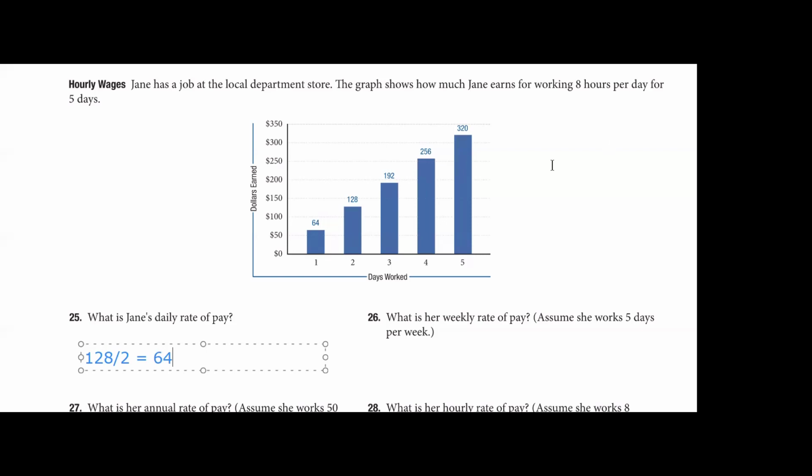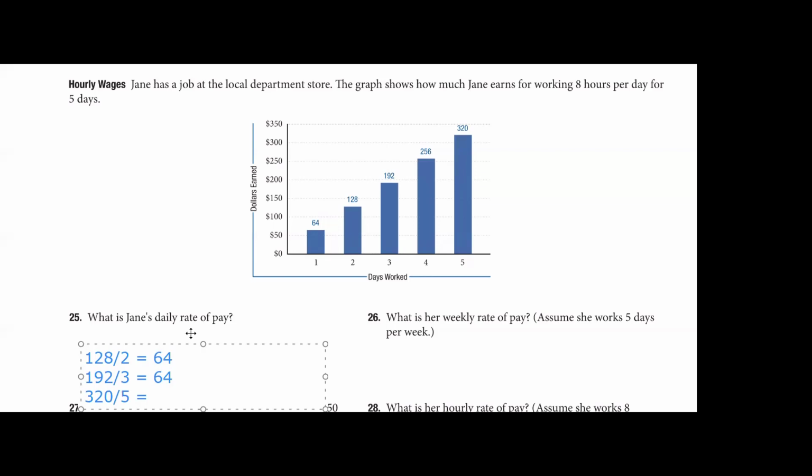Yes. And you could pick any of these. Like you could do 192 over 3 to check that. You could do 256 over 4, right? If you check 192 over 3, you'll find that's also 64. Just for fun, if anyone wants to do 320 over 5, see what you get. Do a little long division on that.